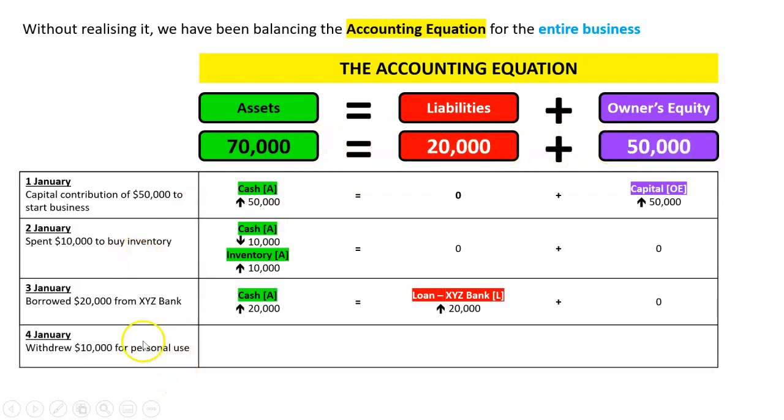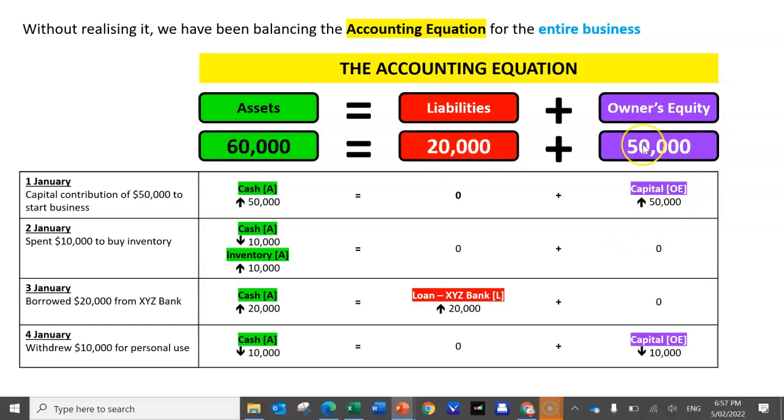Beautiful. Then on the fourth, the owner withdrew $10,000 for personal use. Cash went down, so did equity. So this went from 70 to 60. This didn't change, and this went from 50,000 down to 40,000. Beautiful, it balances. 20,000 plus 40,000 is 60,000.